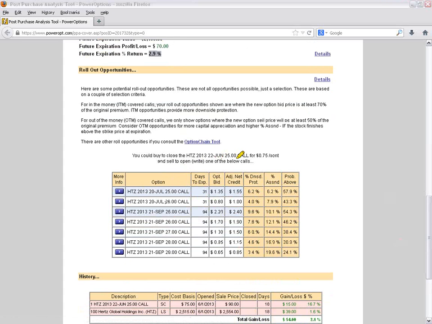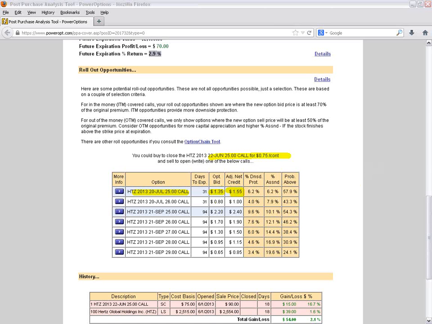We could buy to close our June 25 call for 75 cents. We'd only make 25 cents or 20 cents in profit. And we could go ahead and sell the July 25 call for $1.35. Now, my new adjusted net credit is $1.55. What does that mean?